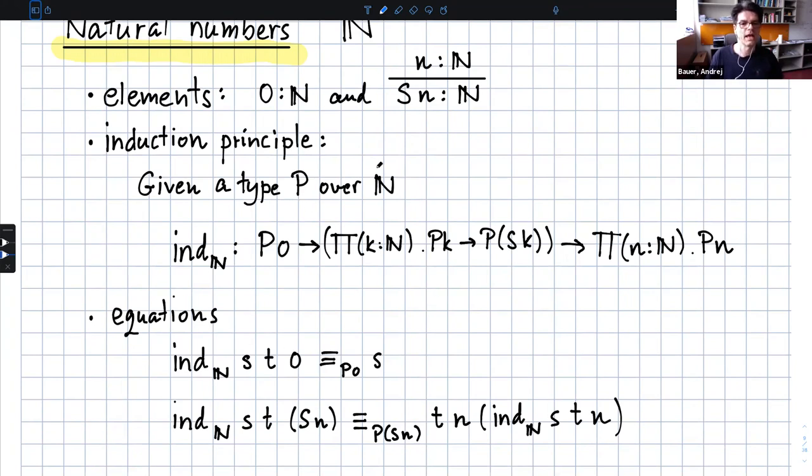Okay, so let's see. Given a type P over N, what does that mean? Whenever you see P over N, that just means I have a type P which depends on N. How do we state the induction principle? We can state it by stating that there is an element of a certain type. This is maybe not the most optimal way of stating induction, but that's how we can do it.